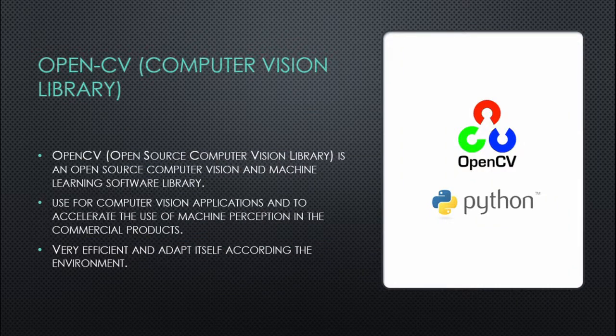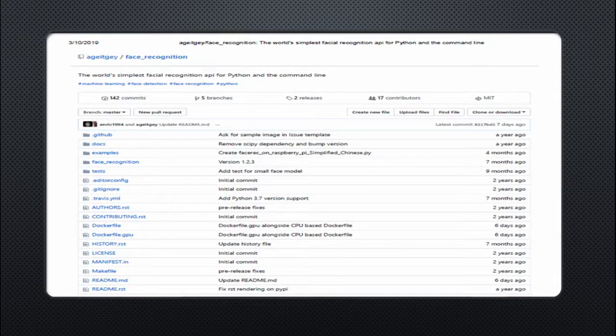Again, OpenCV stands for Open Source Computer Vision Library. This is a very important open source computer vision library used for machine learning purposes, and this is the library which I am using to capture the face and to apply mathematical computation on it. This is a very efficient and adaptive method which can adapt itself according to the environment. Again, this is the screenshot of the documentation which I am using here. I will put the link of this documentation in the description, so from there you can access the documentation.